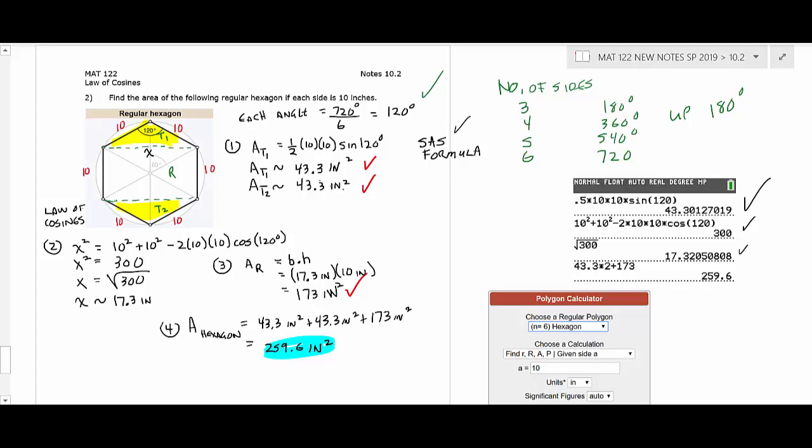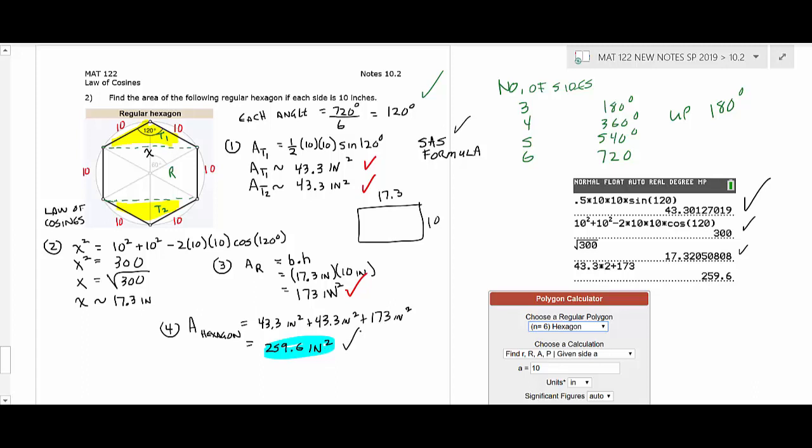So what that gives now is you have a rectangle, and this rectangle has a height of 10, and it now has a base of 17.3. So the area of the rectangle is base times height, so it's 17.3 times 10, so it's 173 square inches. Then I just add all these sides up, so I got 259 square inches. That's one way to do it.